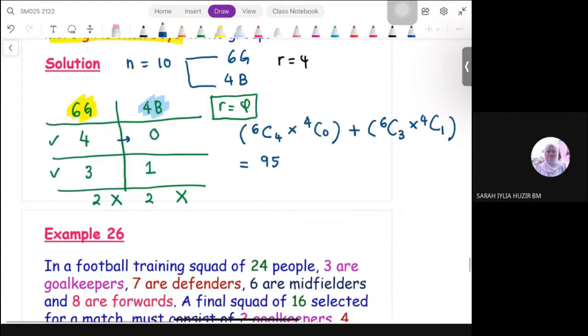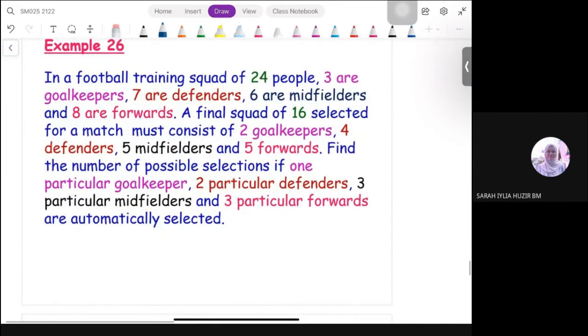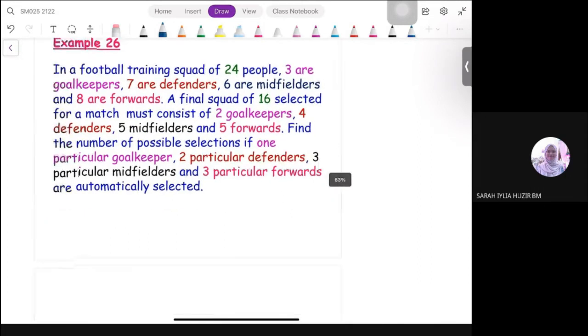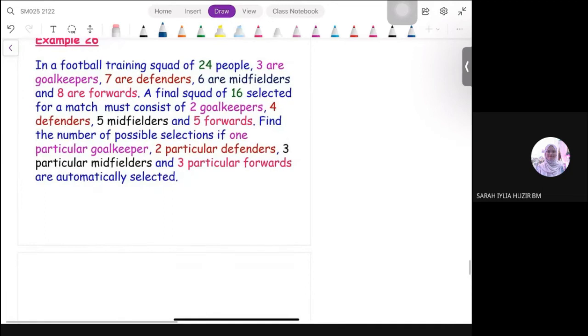Okay, next case. Okay, panjang cerita dia ni. We have a football training squad out of 24 people. Saya kecilkan sikit screen lah. Okay, altogether our N is 24, but out of this 24, kita ada banyak kategori ni. So we have 3 goalkeepers, okay, and then we have 7 defenders, 6 midfielders, 8 forwards. Okay, that is all of the options from N, 24 people.